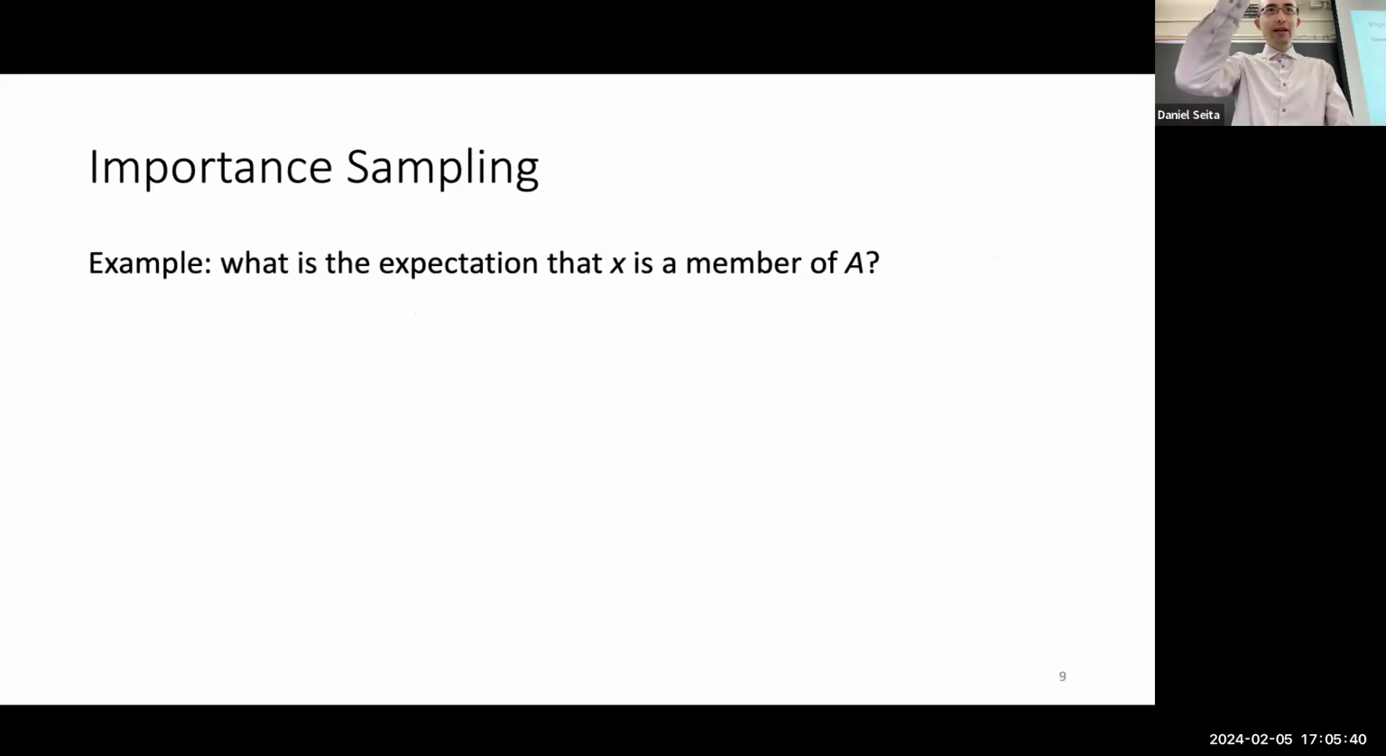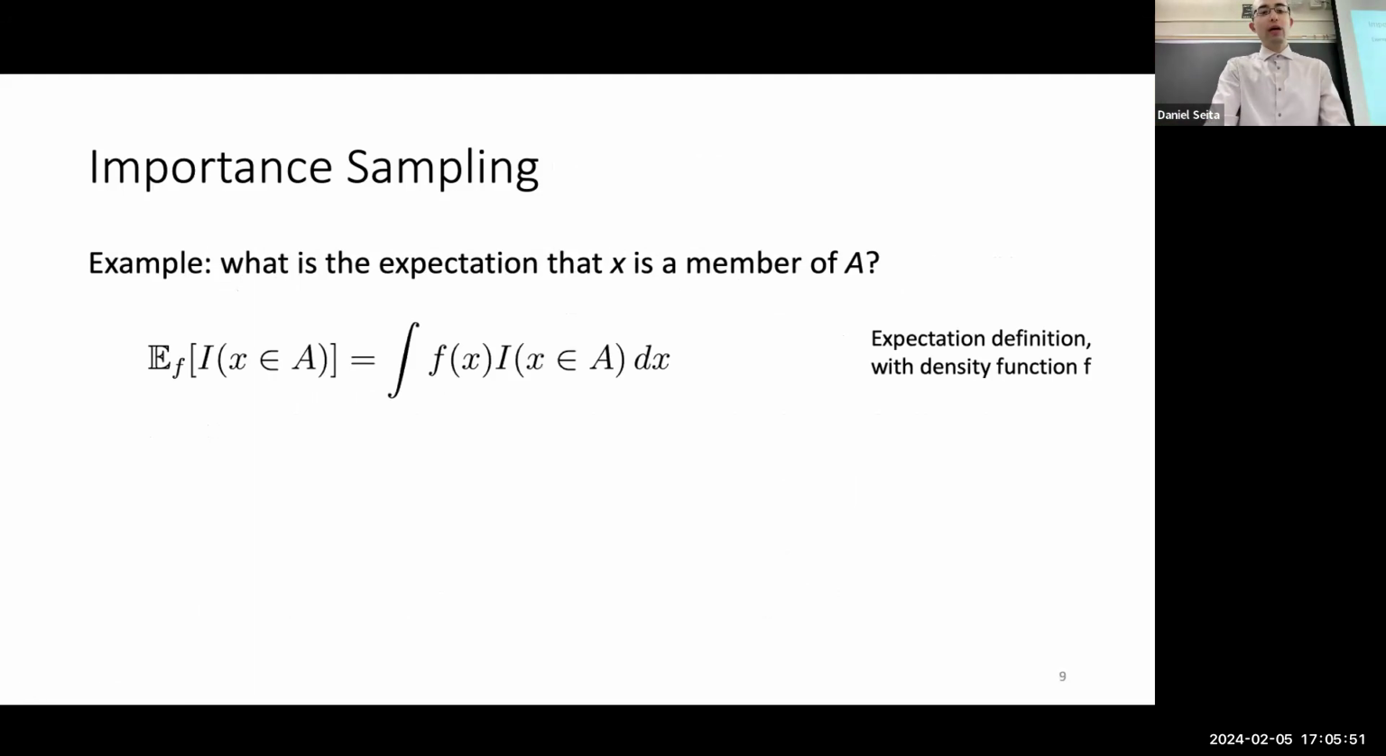First let's actually try to derive why it might work. So what's the expectation that X is a member of A? Mathematically, we can write it like this. So you have some expectation, and then inside, we have this indicator function. So this is an indicator function that is 1 if X is in A and 0 if it's not.